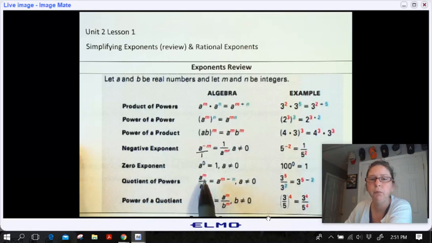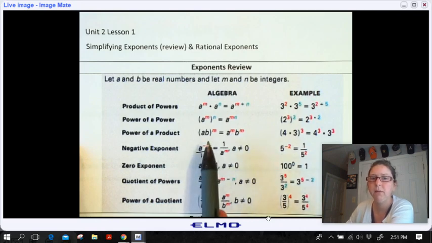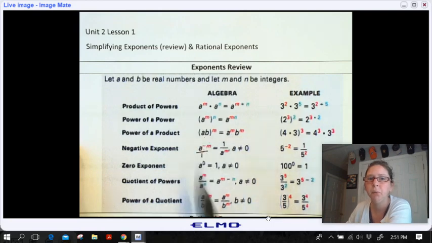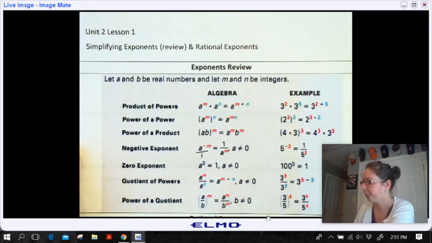Quotient rule. If we're dividing two bases that are the same, we subtract the exponents. And then finally, this is no different than the multiplication up here with parentheses. You distribute that exponent into all the variables that are in the parentheses. You do the same thing here, okay? Wherever the variables are, that's where they stay, and then their exponents are altered. So that's our very quick review of our exponent laws.